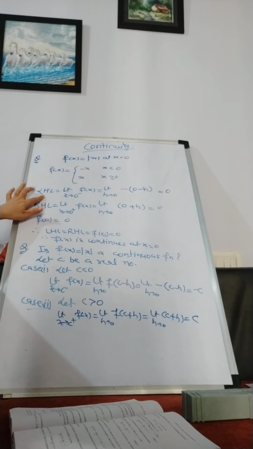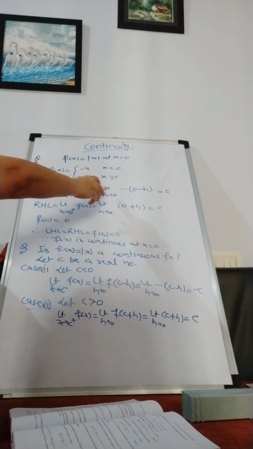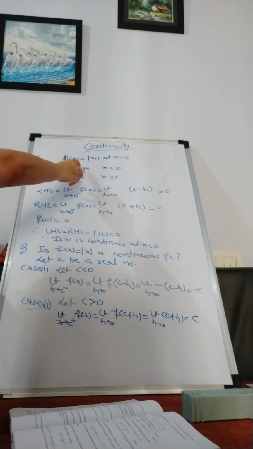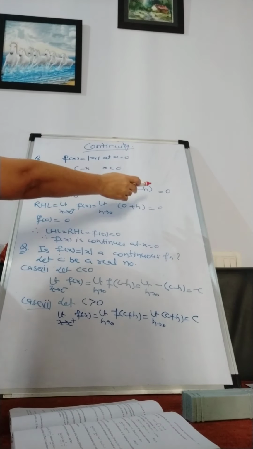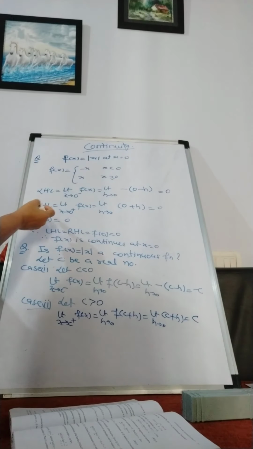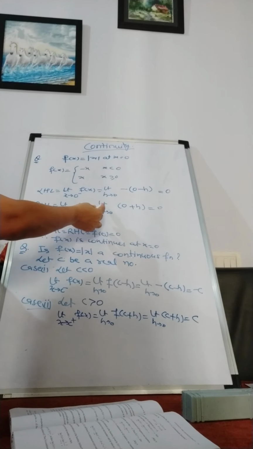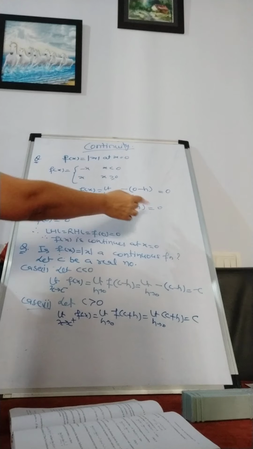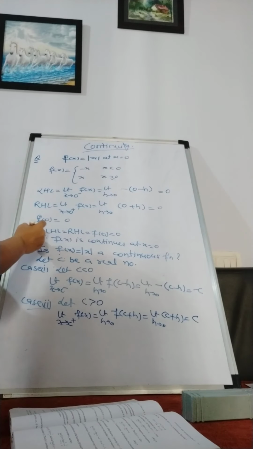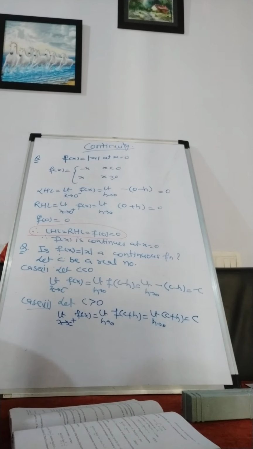So first, the left hand limit, which is limit x tends to 0 minus f(x). So limit h tends to 0, if I put the value over here, it will be -(0 - h), which is h, so 0. Right hand limit, x tends to 0 plus f(x), so limit h tends to 0, 0 + h is 0, and f(0) is also 0. So left hand limit equals right hand limit equals f(0) equals 0. So the function is continuous at x = 0.